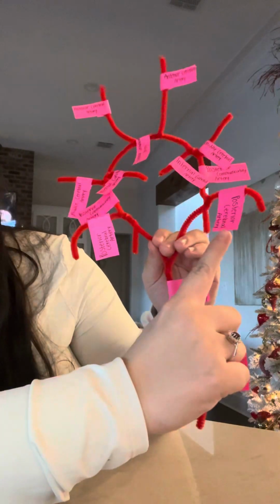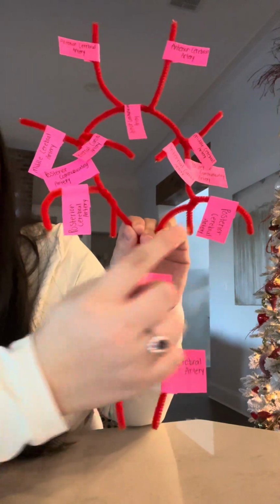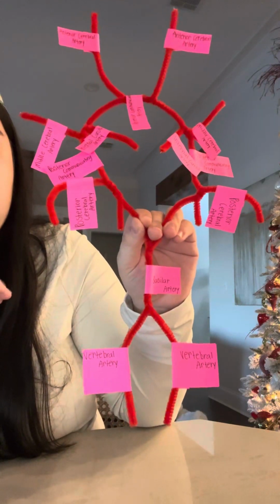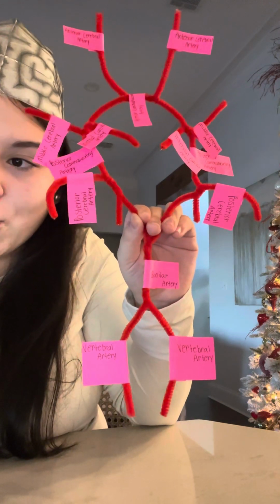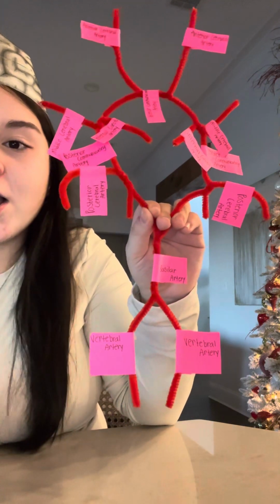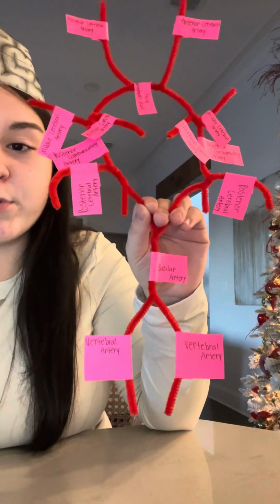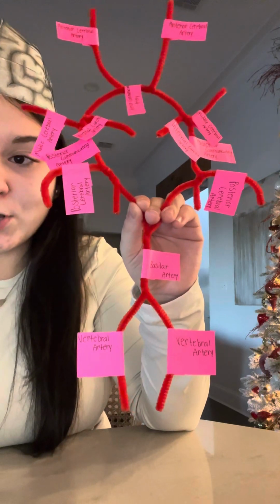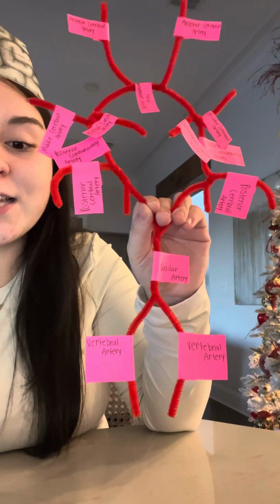Next, we have the two posterior cerebral arteries, one on this side and one on that side, which supply the cerebral hemisphere for the posterior circulation provided by the basilar artery. The posterior cerebral artery provides blood to the posterior parts of the cerebral hemisphere, including the occipital lobes and parts of the thalamus and the corpus callosum.